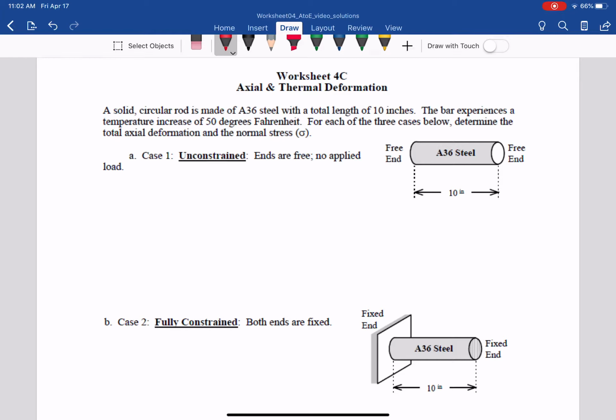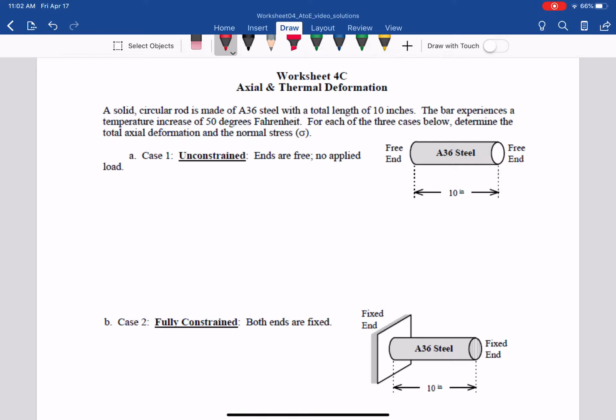Worksheet 4C, axial and thermal deformation. So in this case, we need to consider the temperature effect on the body. Before we go to 4C, I suggest you complete the solution for worksheet 4B on your own, similar to the demonstration I had in worksheet 4A. And now let's go to 4C.